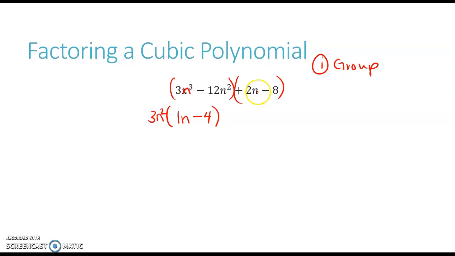And then I'm going to do greatest common factor for my second group. What goes into both 2 and 8? That is a positive 2. And from here, I'm going to divide by 2. So 2n divided by 2 is 1n, and 8 divided by 2 is 4. Now, here's where you can double check. I guess I forgot to write that. We're going to factor greatest common factor.